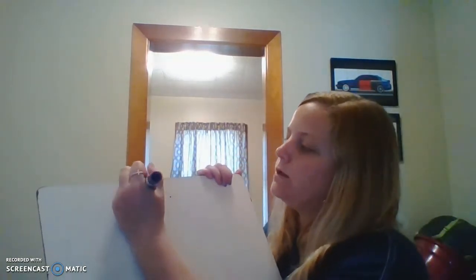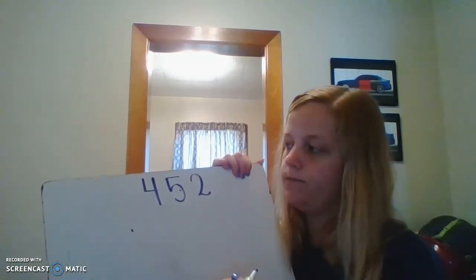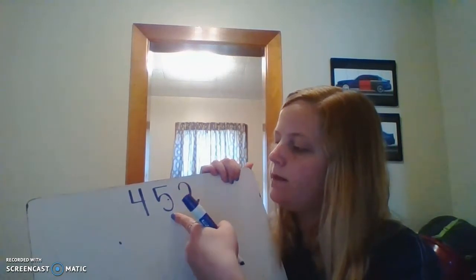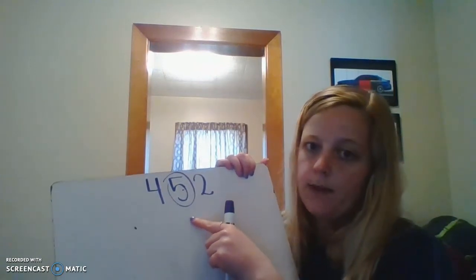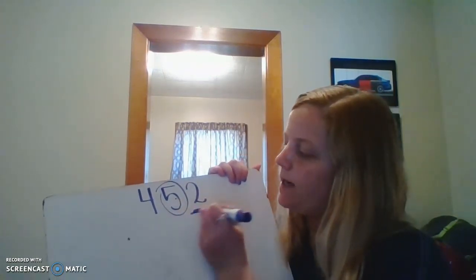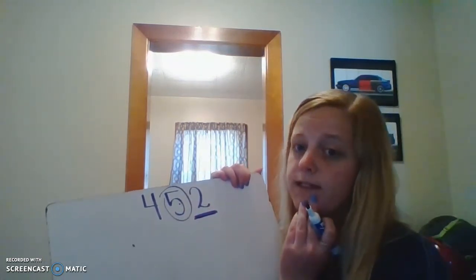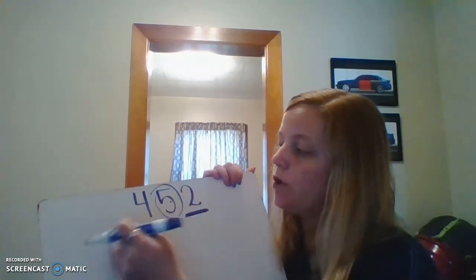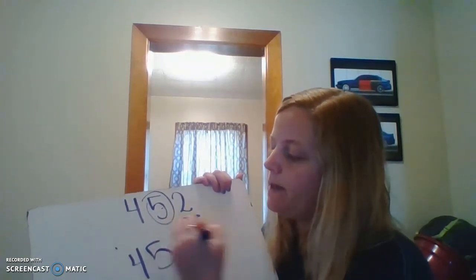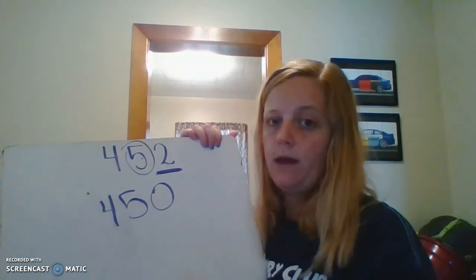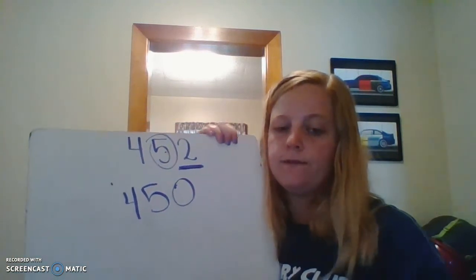Okay, let's do one more. Let's say we have 452, and we want to round that to the nearest tens place. So this is my ones, this is my tens, this is my hundreds. I circle my tens place because that's what I'm rounding to. Look to my right and I underline it. It's a 2. So this circled number is going to stay the same. Looking to my left, that number is also going to stay the same. And then the right becomes a 0. So 452 rounded to the nearest 10 is 450.